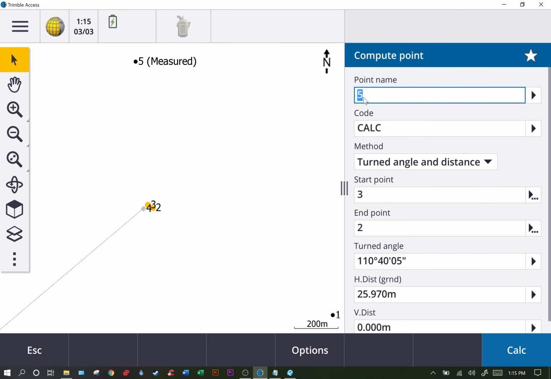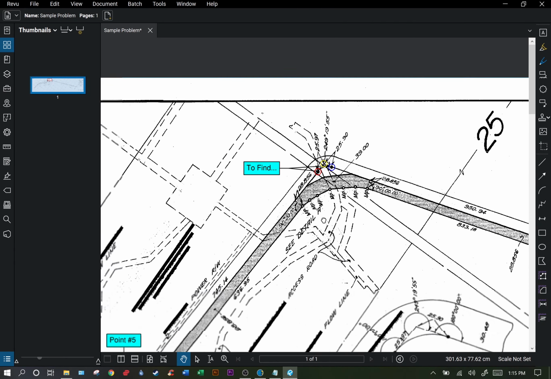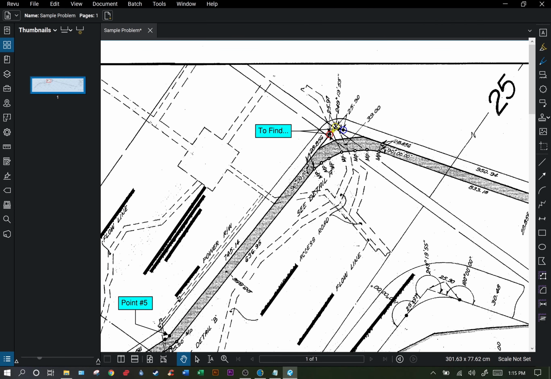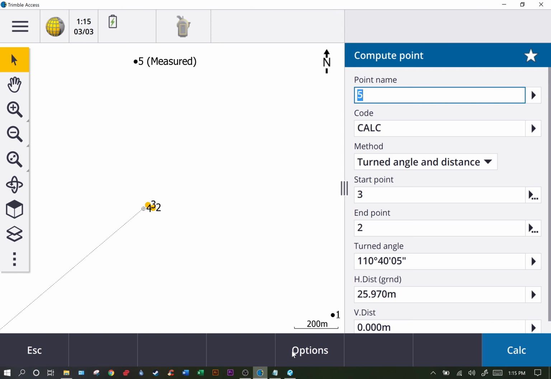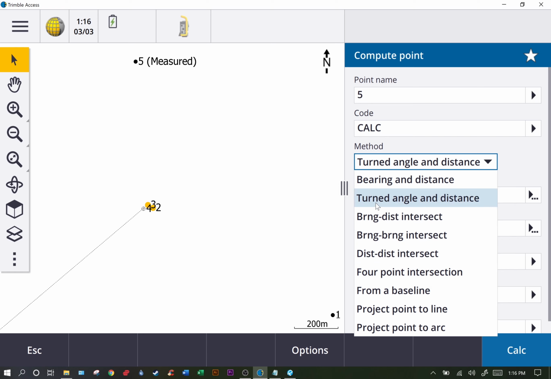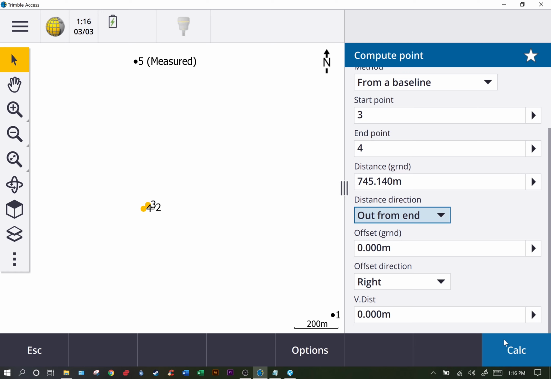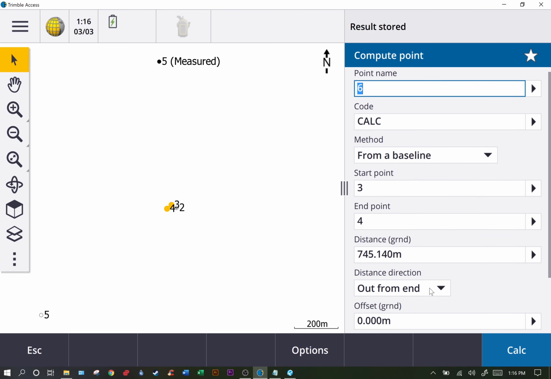My next point is going to be point 5, which is the final point that I'll be able to compare to my measured point. And this one I'm just going to use from a baseline, just because it's simple. I know that point 5 is just an extension of the baseline connecting points 3 and 4 here. And the distance is 745.14 meters. So my method is going to be from a baseline, 3 to 4, 745.14 meters, and it's going to be out from the end. Store.